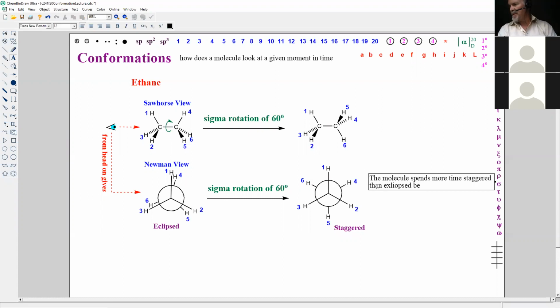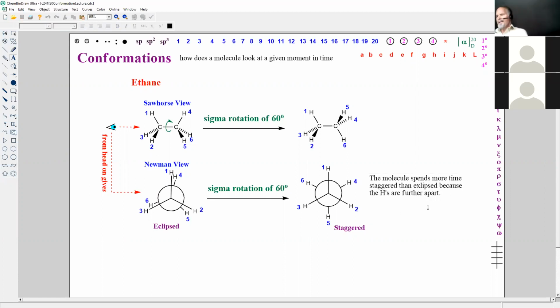because the H's are further apart. And if you have 2 nuclei close to each other and they're not bonded to each other, they repel each other. Spends more time staggered than eclipsed. Okay. So ethane, the molecule, spends more time looking like this than it does this.